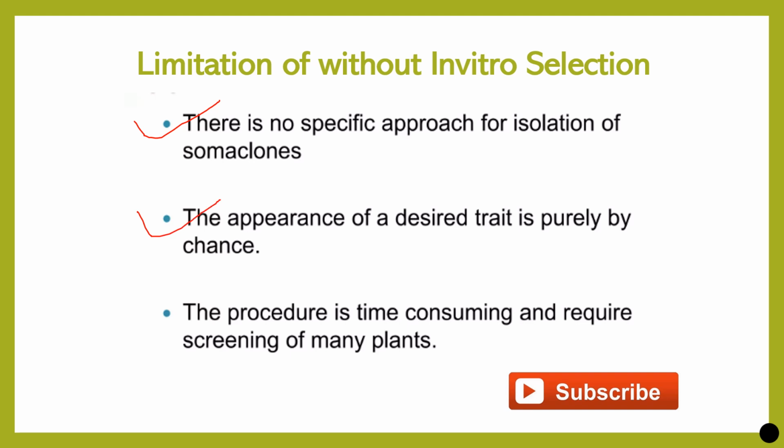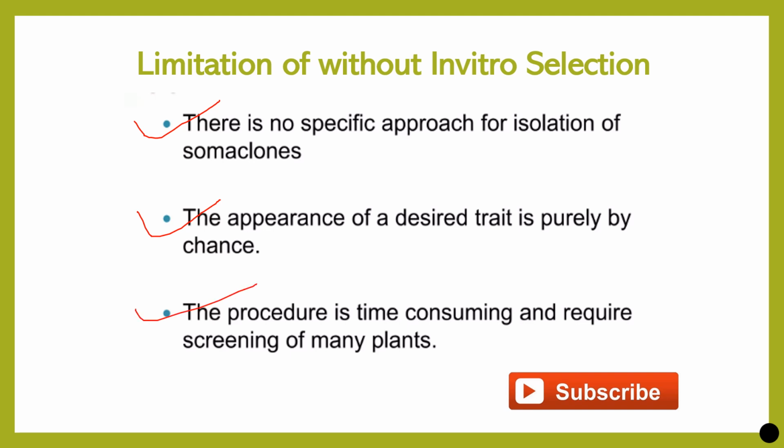The next one is that the appearance of a desired trait is purely by chance. If the variation in the somaclone is for a physical trait, then only we can check it by the appearance. Otherwise, if there is a variation which does not appear physically, or it could be a protein, or a molecular-based variation, we cannot check it by the appearance.